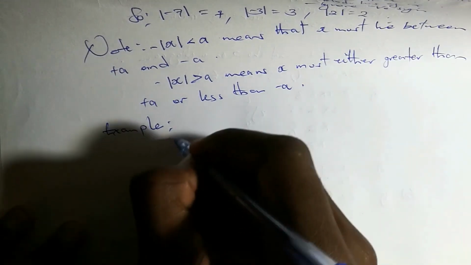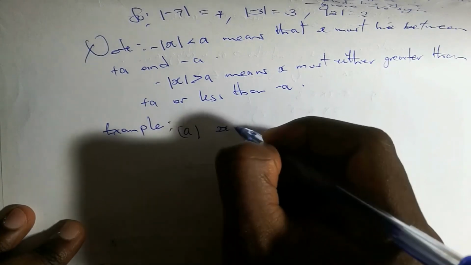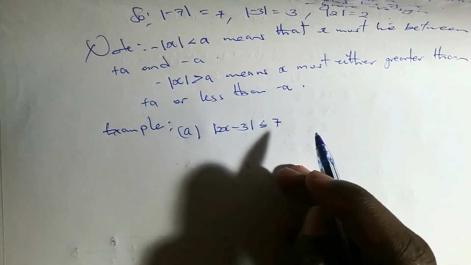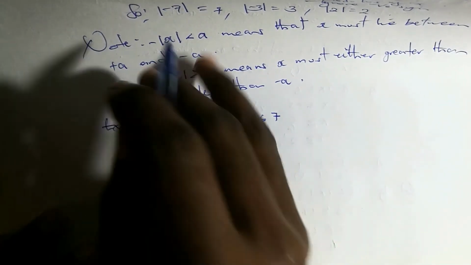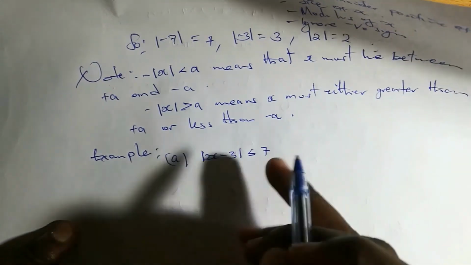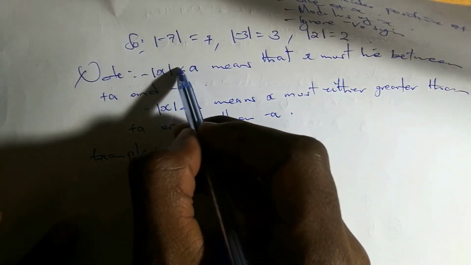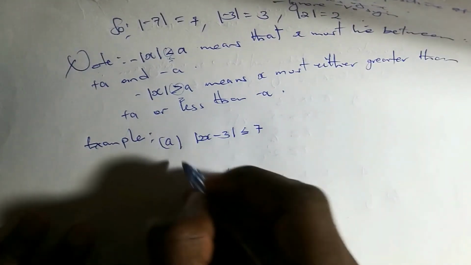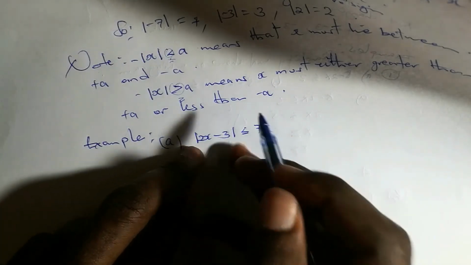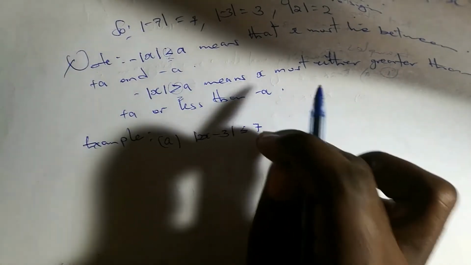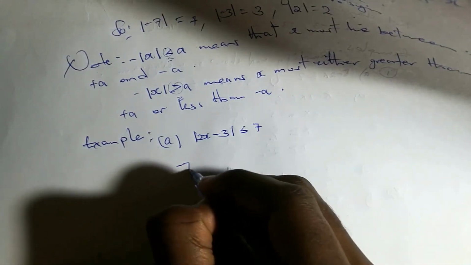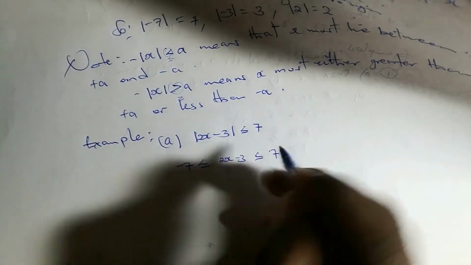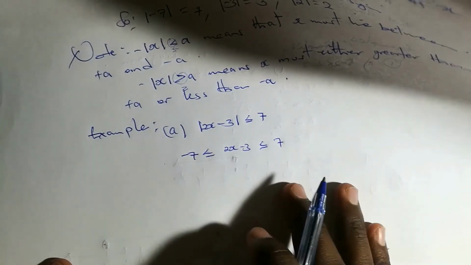Let me take an example: the modulus of 2x minus 3 being less or equal to 7. To solve this, we are going to use the note that we have put. The case of less than is the same for less or equal to, and likewise for greater or equal to. When you see less or equal to, it must mean that the expression lies between the negative and positive value of this. So we put negative 7 less or equal to 2x minus 3 less or equal to 7.